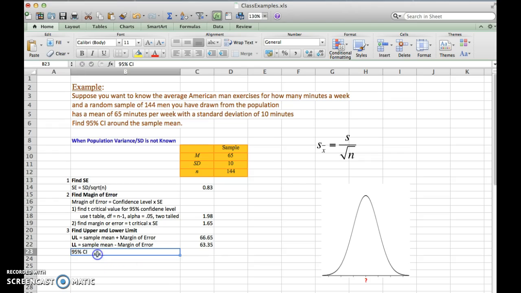So the 95% confidence interval is between these values. Rounding to whole numbers, it will be 63 and 67 minutes. I would expect this interval includes the unknown population mean. That's the end of this tutorial.